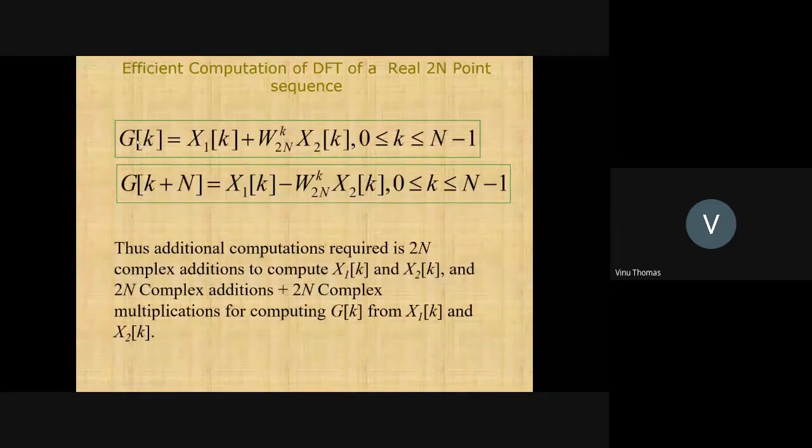So we will summarize here. Therefore, you can write g of k is equal to x1k plus W2n raised to k into x2k, and g of k plus n is equal to x1k minus W2n raised to k into x2k for 0 less than or equal to k less than or equal to n minus 1. So this is how you find out all the samples.